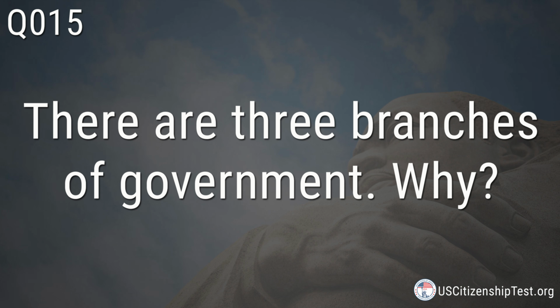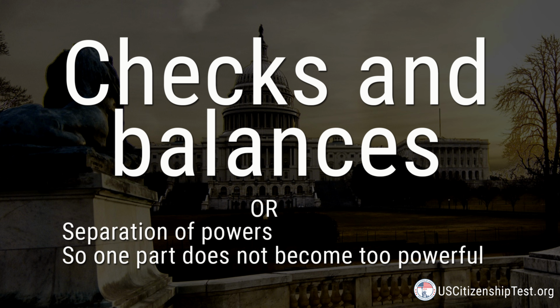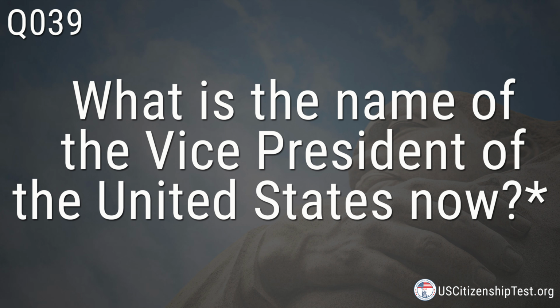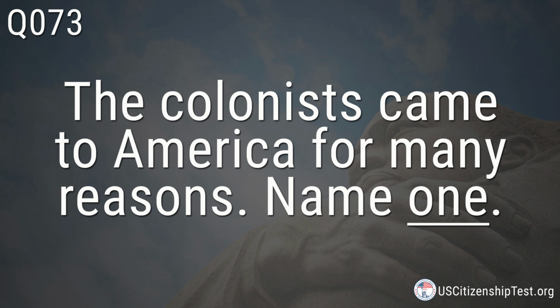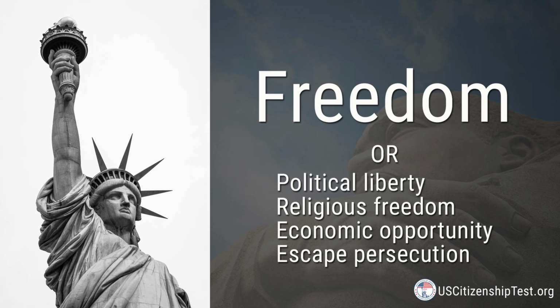There are 3 branches of government. Why? Checks and balances. What is the name of the Vice President of the United States now? J.D. Vance. The colonists came to America for many reasons. Name one. Freedom.